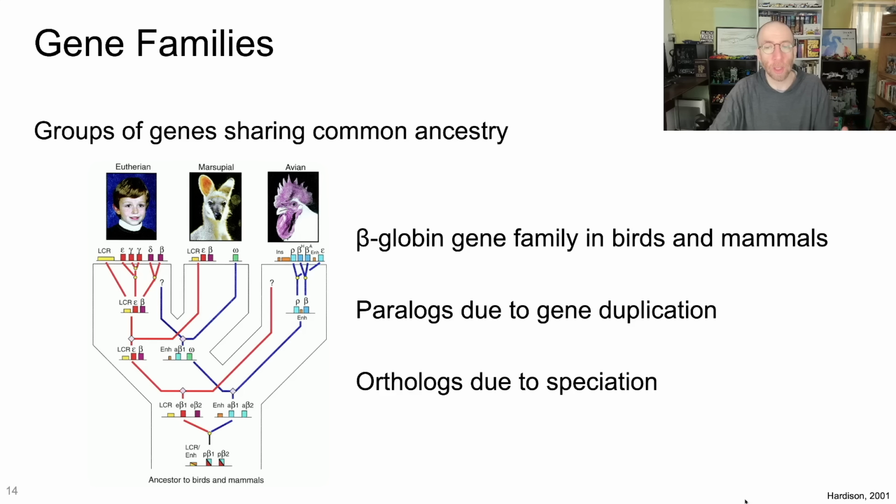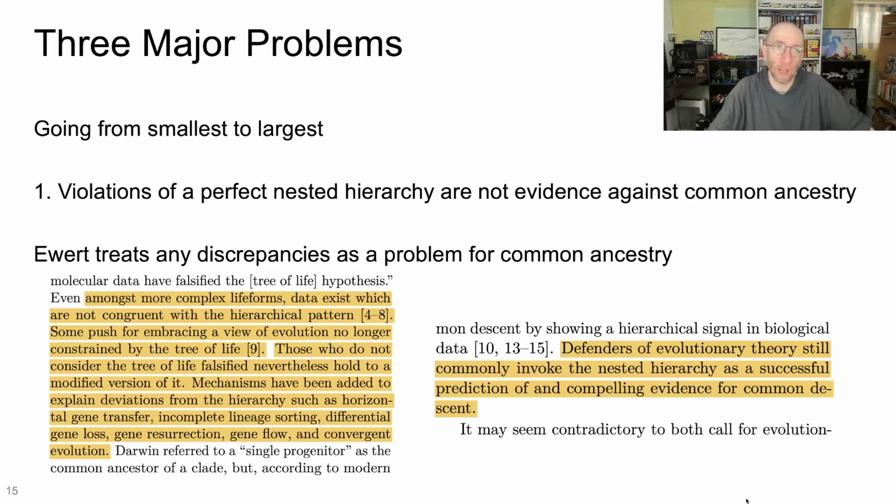And so Ewert is looking at the pattern of the presence or absence of gene families in different groups and evaluating the probability based on the two different models. So that's what's going on here. Okay, so there are three major problems with this paper, and we're going to go through them from smallest to largest. The first is that violations of a perfect nested hierarchy are not evidence against common ancestry.